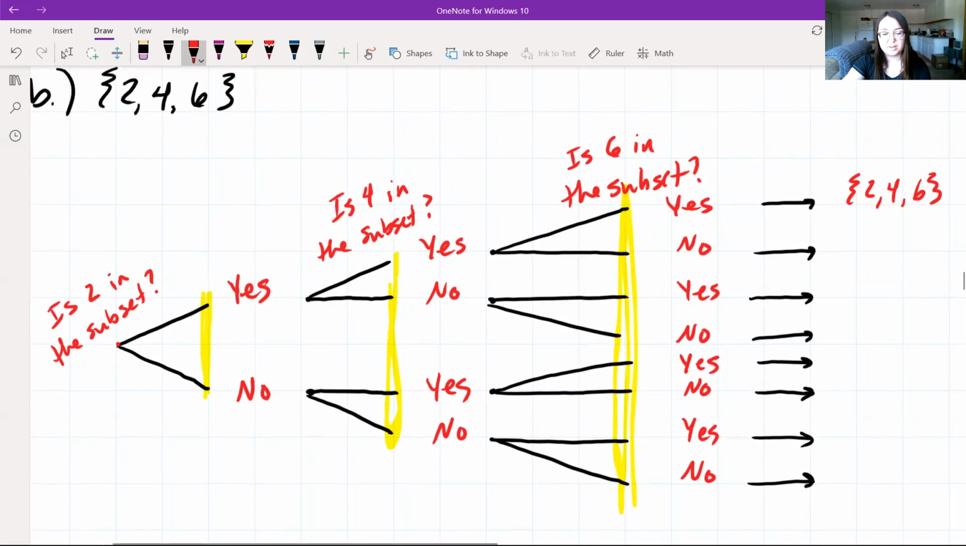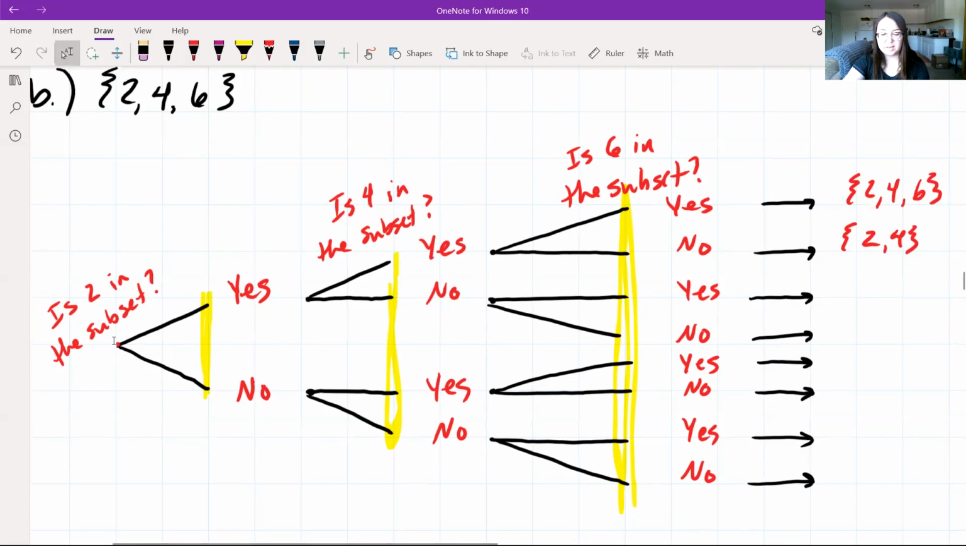I'll use my mouse now and see if you guys can kind of see it a little bit. And where'd it go? Here it is. All right, so we can follow the mouse here. So we say, is 2 in the subset? Yes. Is 4 in the subset? Let's say yes. But let's say that 6 is not in the subset. This would give us our subset of 2 and 4, since 6 isn't in our subset.